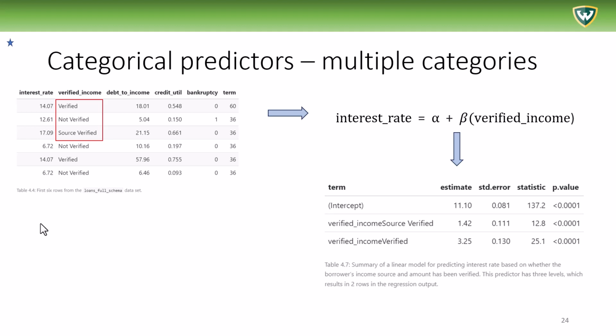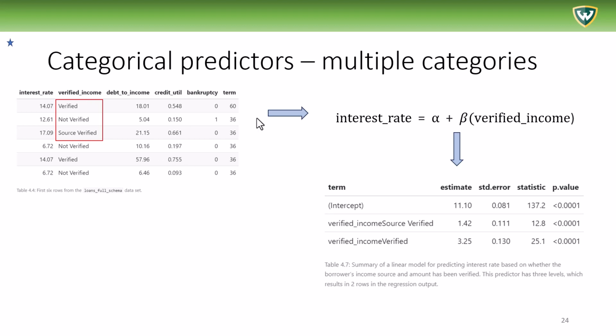Categorical predictors. Often when we have categorical variables, each categorical variable actually has many levels or many categories. It's not just one or zero. Here we have an example of this called verified income in the loan data set. There are three types of verified income: income that is just plain verified, income that is not verified, and income that is source verified. There could be four or five, but in this case there are three.